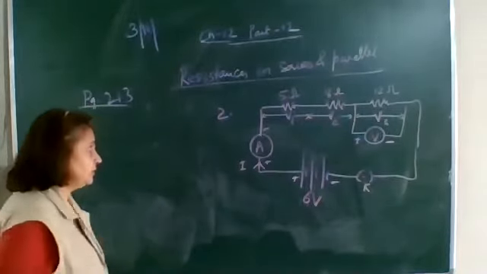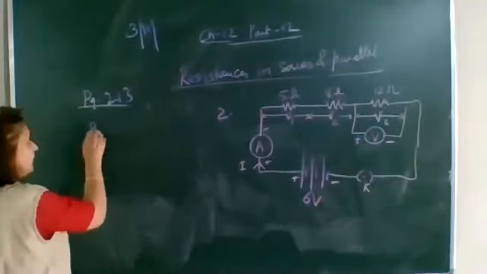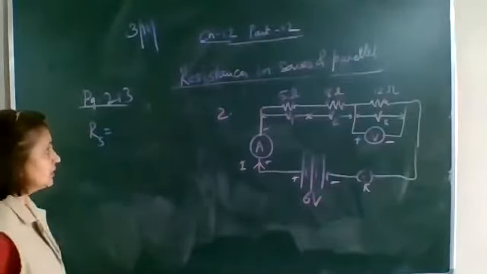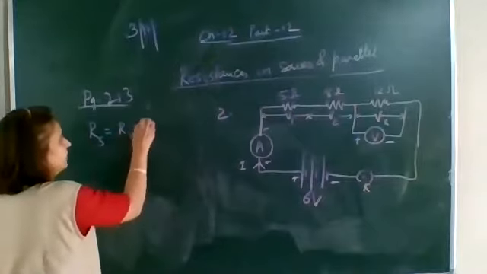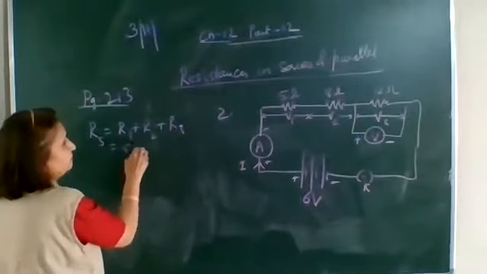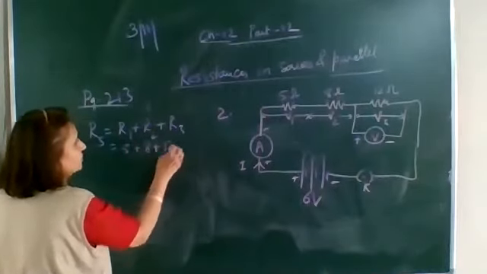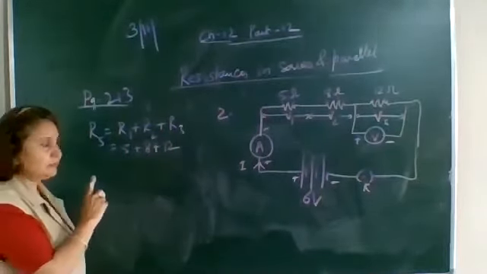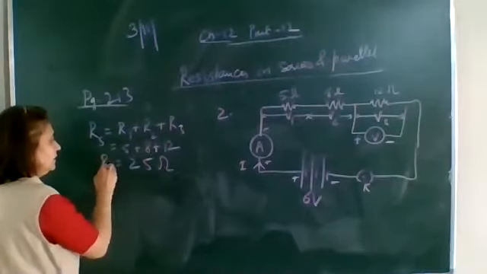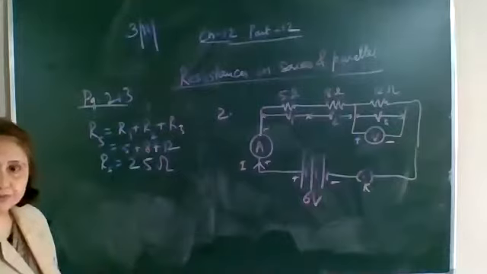Done? First, let's find the equivalent resistance, as all three resistances are connected in series. The equivalent resistance is R1 plus R2 plus R3, that is 5 plus 8 plus 12 ohms. 12 plus 8 is 20, 20 plus 5 is 25. So the equivalent resistance is 25 ohms.